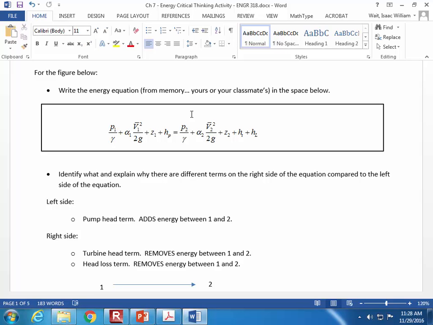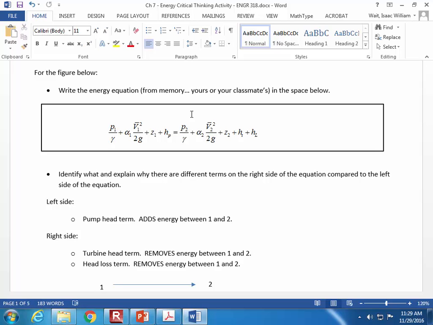And so on the left side, we put the pump head term because that adds energy. And so it says that the amount of energy that was originally at 1 plus whatever pump energy is added is equal to how much energy there is at 2 plus the energy that has to be accounted for, the turbine head and the head loss. Both of those are going to reduce the amount of energy that's available at 2, and so that's why we put them on the right side of the equation. This energy equation is basically an accounting. So I hope that you found some way to explain those same ideas.